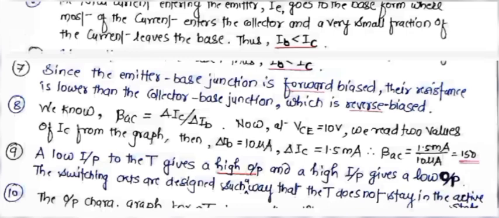We know beta AC is small change in collector current divided by small change in base current. Now at voltage VCE is 10 volt, we can read two values of IC from the graph. Then the beta AC is 150.